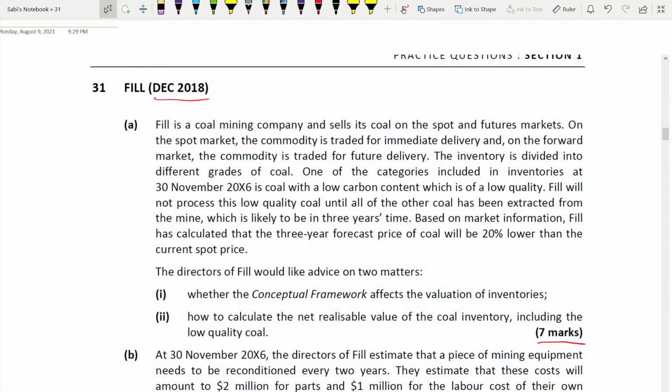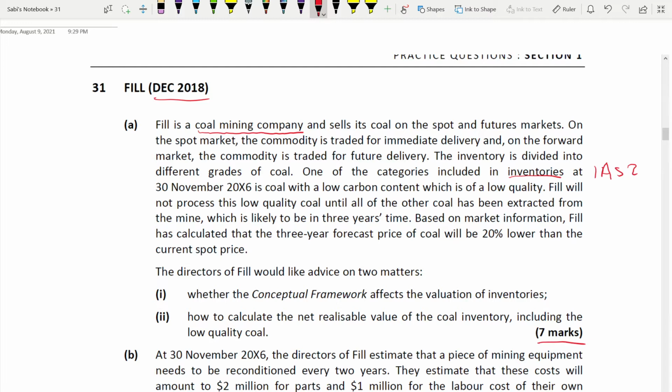Phil is a coal mining company and sells its coal on the spot and the forward market. On the spot market, the commodity is traded for immediate delivery, and on the forward market, the commodity is traded for future delivery. The inventory is divided into different grades of coal. One of the categories included in inventories at 30th November 2006 is coal. Which standard is it? IAS 2. It's always good to note the standard as soon as you come across the word, so that later you can visualize the rule. You know that inventories are measured at the lower of cost or net realizable value. This comes up as soon as you write the name of the standard next to it.